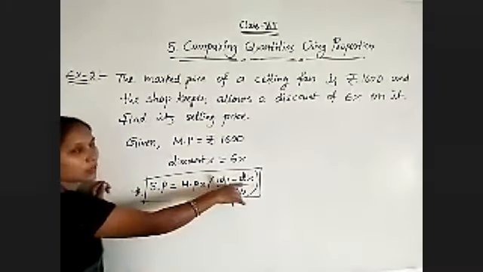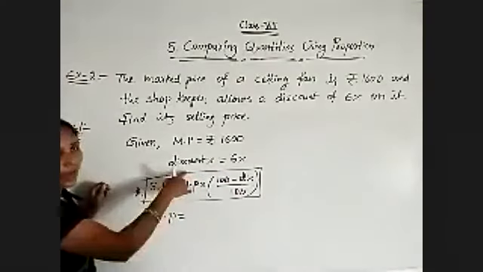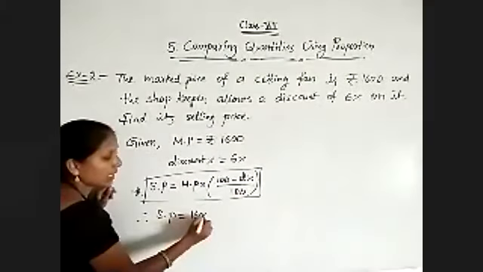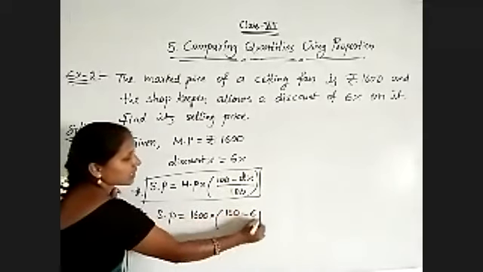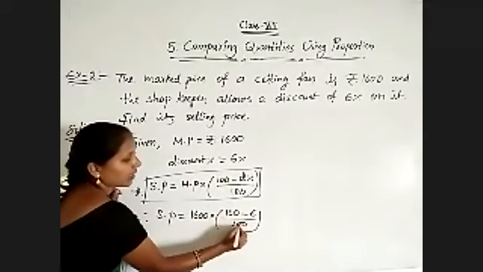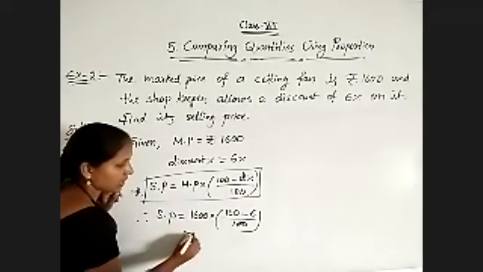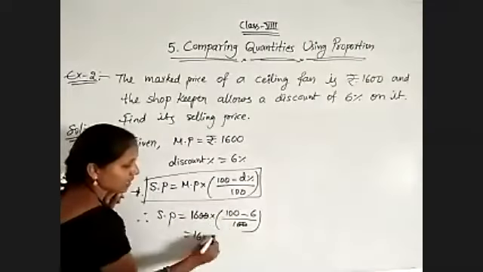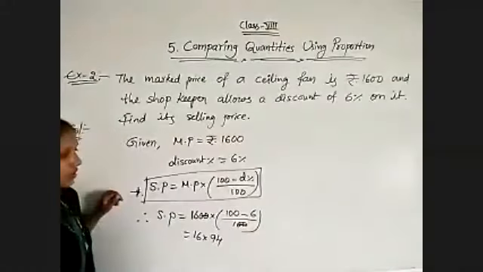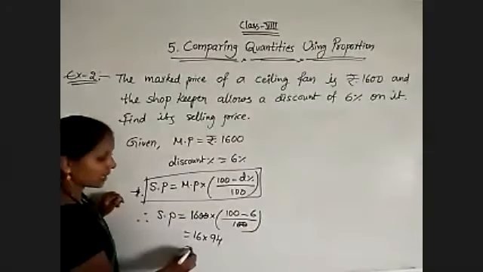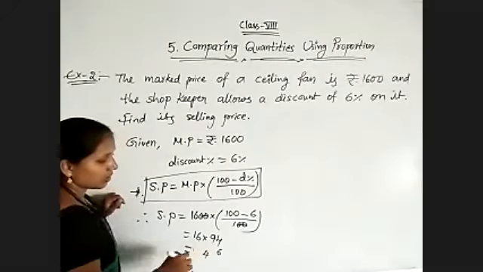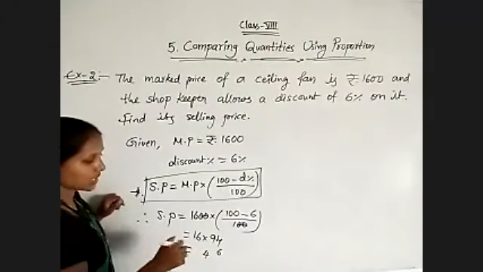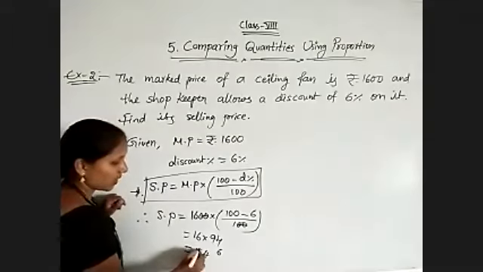Therefore, SP will be equal to... every value we have. MP and discount percentage we need. So those two values we have. That is 1600 into (100 minus discount percentage, which is 6) divided by 100. Two zeros will get cancelled. 16 into (100 minus 6 is 94). That's all. So multiply that. 16 4s are 64, 16 9s are 144, plus 6, 1504.